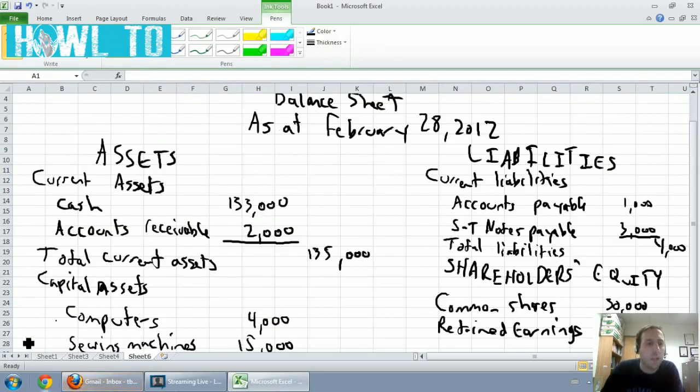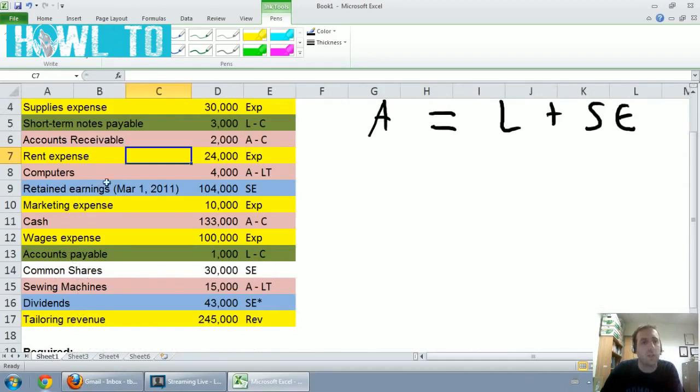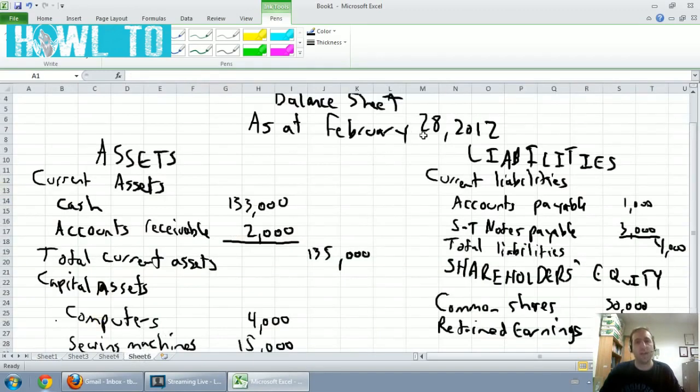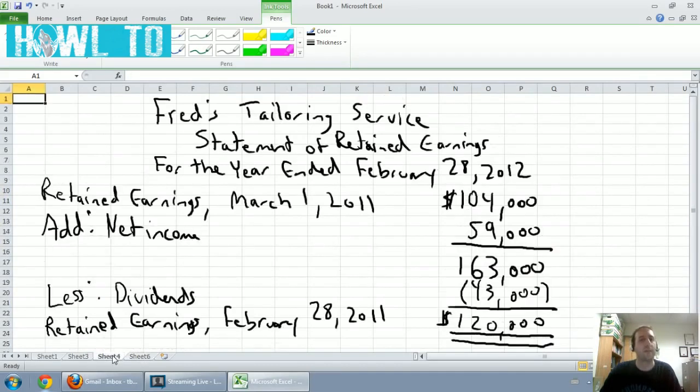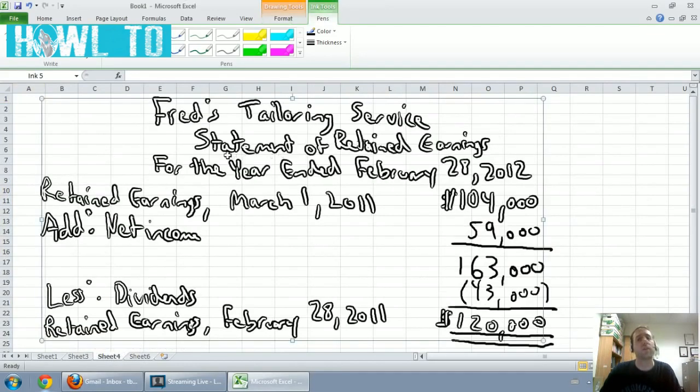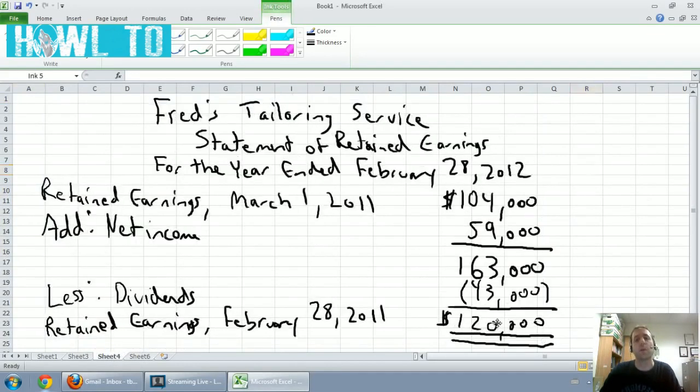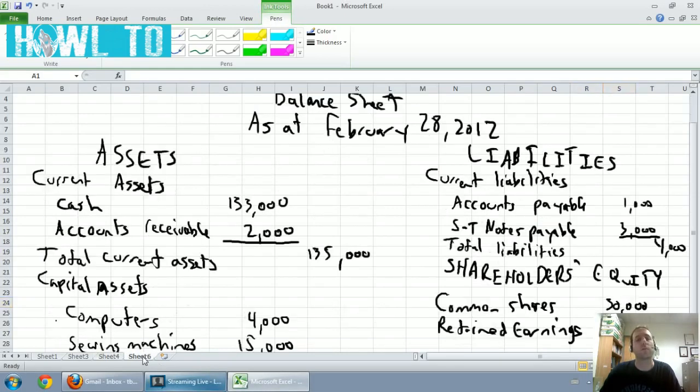And our company's retained earnings, when I look on here, it says retained earnings March 1st, 104,000. I don't want to use that. I want retained earnings as at February 28th, my fiscal year end. Where am I going to find that? On my statement of retained earnings, the statement we just prepared a moment ago. You can see the retained earnings there at the bottom are $120,000. Let's fill that number in, and then we're all set.